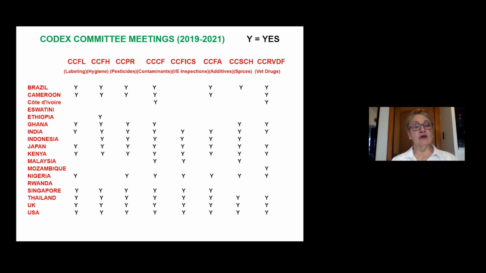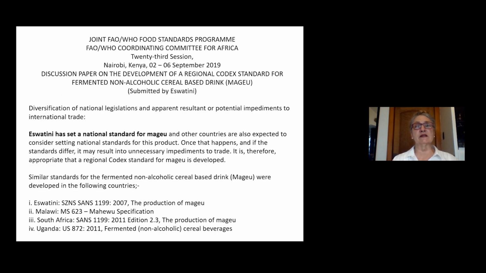So I put this together. These are your countries. I think I have all of them that I've been told about. And these are the participations in the last year with Codex meetings. So we looked at labeling, hygiene, pesticide, contaminants, inspections, additives, spices, and veterinary drug residues. So as you can see, some countries participate in almost every one of them. Some of them have only participated in one or two. Some have not been able to participate. And I'm sure there's multiple reasons for that.